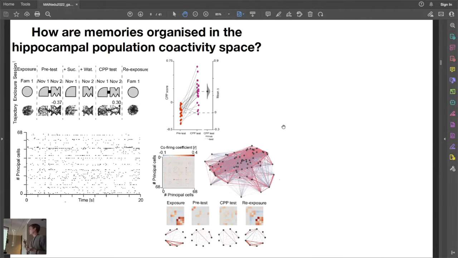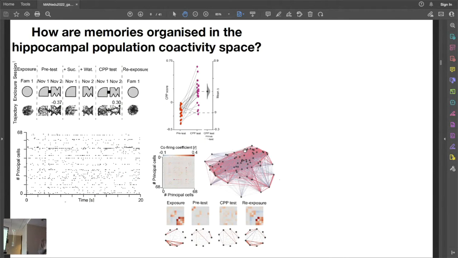Down there, you can see a submotif of nine cells, and how they are changing their co-firing during the novel task, during the CPP task, and how the patterns are taken back at the end, recovered basically, when the familiar environment is seen again.